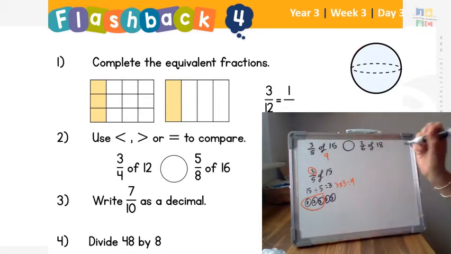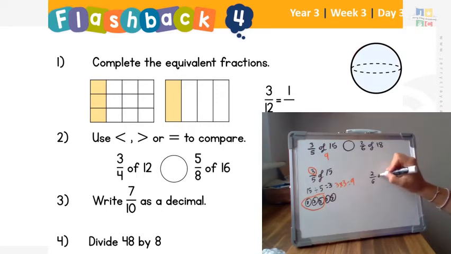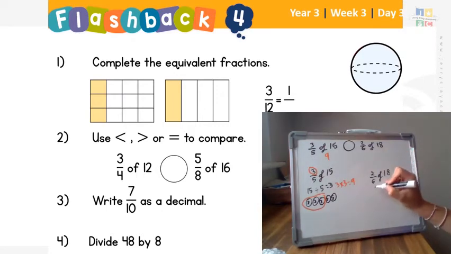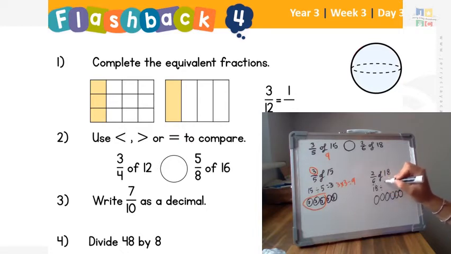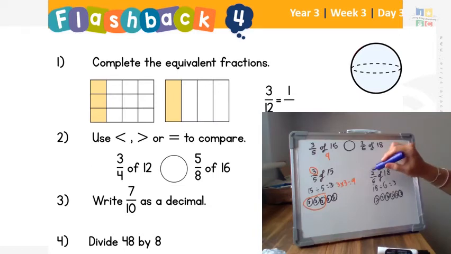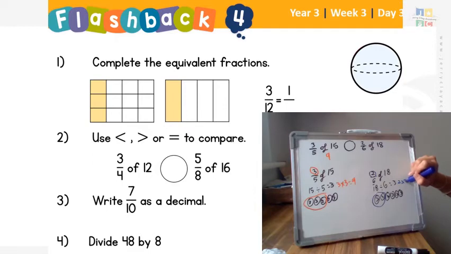Now I'm going to have a look at the other side. So I've got 2/6 of 18. So I know I've got 18 and I want to share it between 6 parts because that's my denominator. How many 6s go into 18? 6, 12, 18. So I've got 3 again in each part. But if I look at my question, remembering I'm wanting 2 parts, so I'm wanting 2 lots of 3 because there's 3 in each, so my answer would be 6.